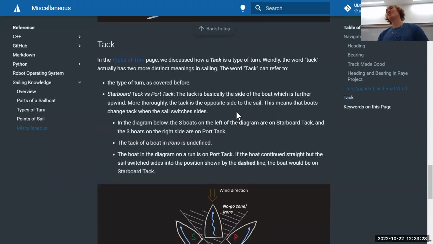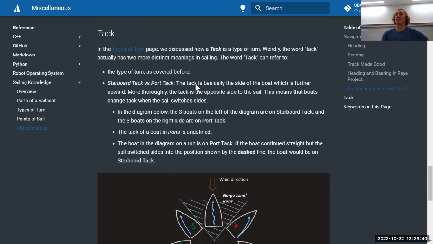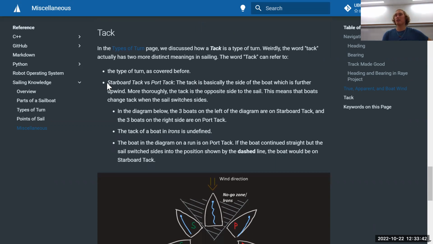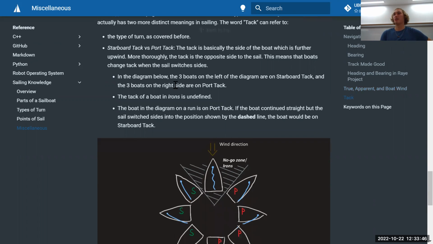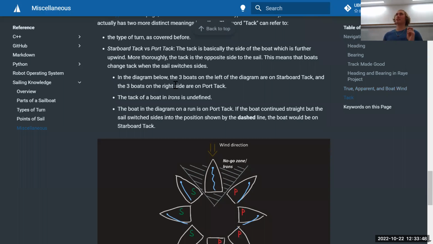So again, I'm circling back to tack, because there are three distinct meanings for tack in sailing, which is kind of annoying. They could have come up with different words. The first one is the type of turn that we covered before. The other one that might be good for Gus to know is starboard tack versus port tack. The simplest way of understanding it is whichever side of the boat the wind is hitting first.